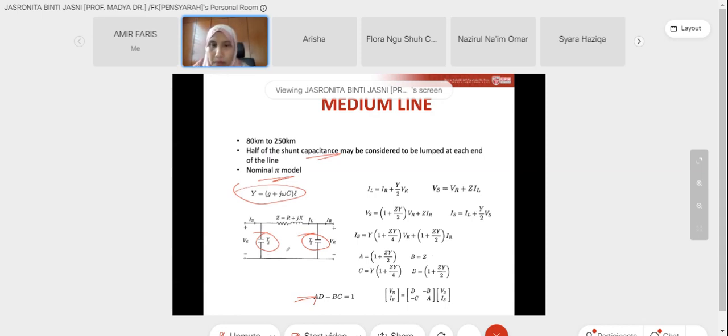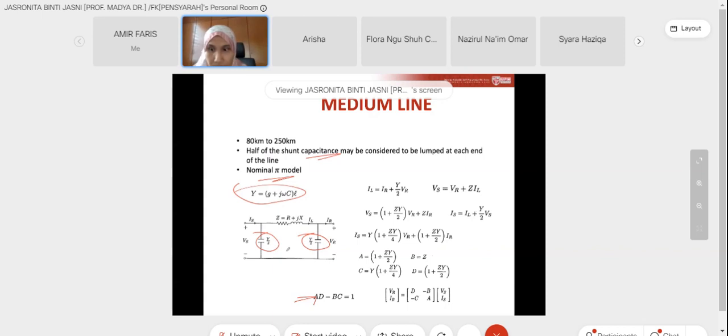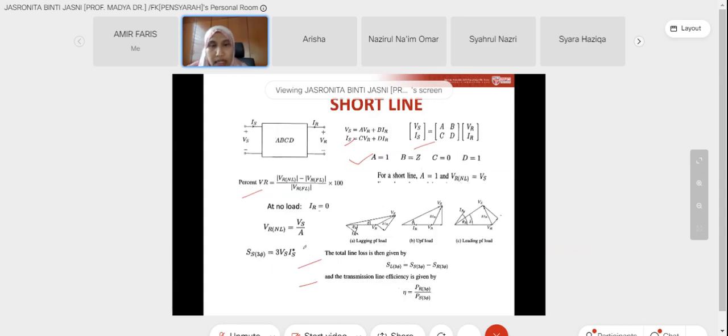Okay. Any question? Doctor, the A B C D, is it fixed, or does it follow the circuit? This is fixed, because you are coming from this equation. The equation is based on the cable, and the cable is the same. It doesn't change. Understand? For the short line, it will be the usual line.